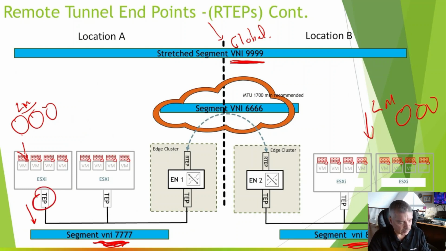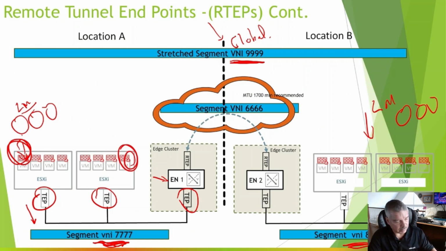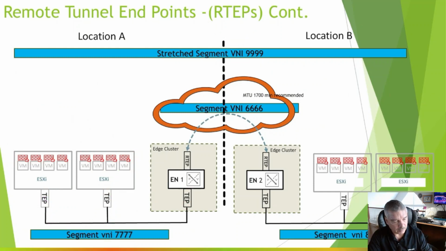Now we have this concept. Here's our TEPs that we're used to. Here's our edge node. Nothing's different there. So when VMs want to talk to each other, if a VM from here wants to talk to another, it comes out of the TEP, gets encapsulated, arrives at the other TEP, gets decapsulated, and then sent up to the VM. Beautiful. Nothing new there. Now, how about if the VM over here wants to talk to the VM way over here?